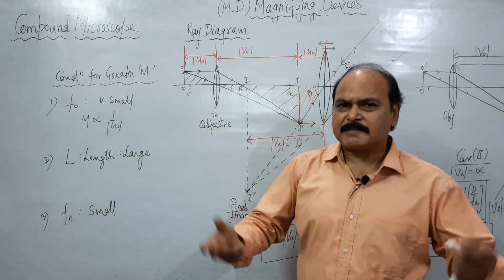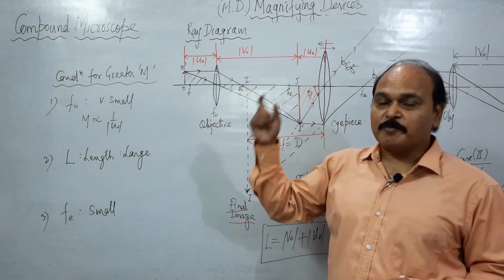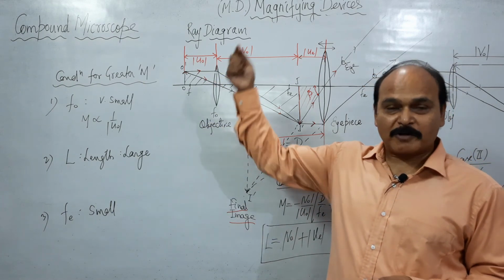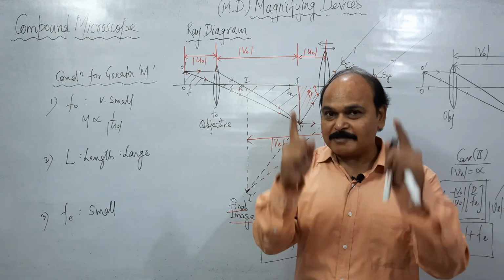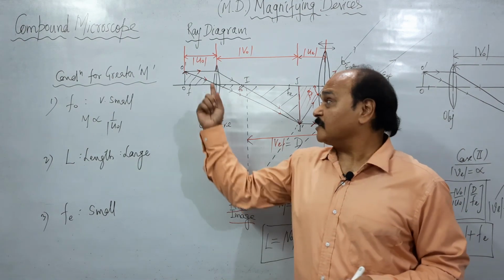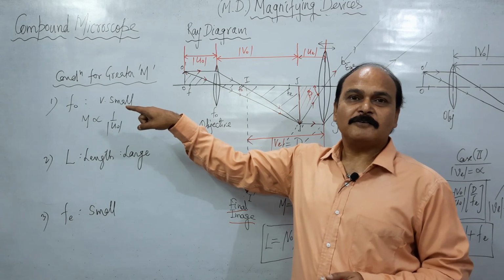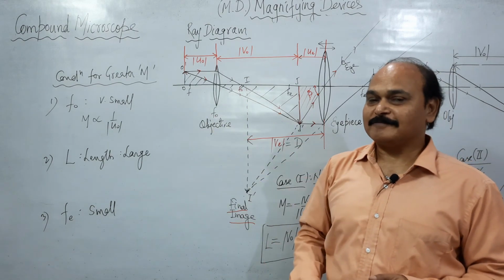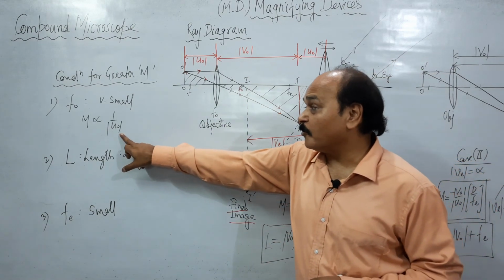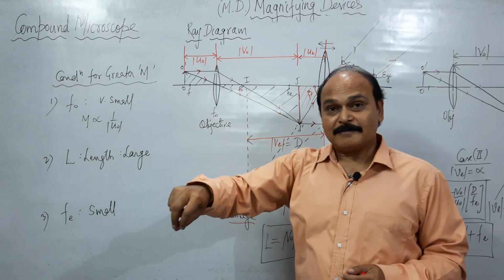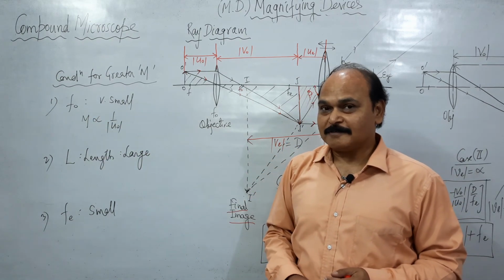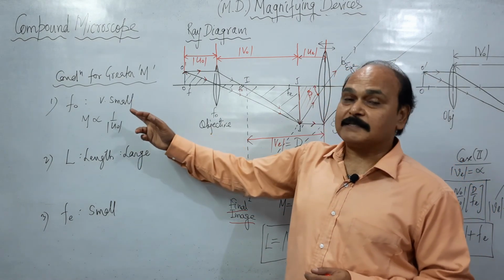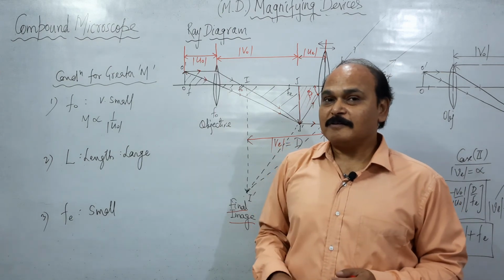So what ultimately is deciding the smallness of U naught? The smallness of U naught is being decided by smallness of F naught. Smaller is the focal length of objective lens, smaller is going to be U naught. Why? Because object has to be placed outside the focus. So closer is focus to the lens, smaller is going to be U naught. So smaller is going to be U naught only when smaller is the focal length of objective lens. So M being inversely proportional to U naught justifies that F naught should be very, very small for greater value of M.